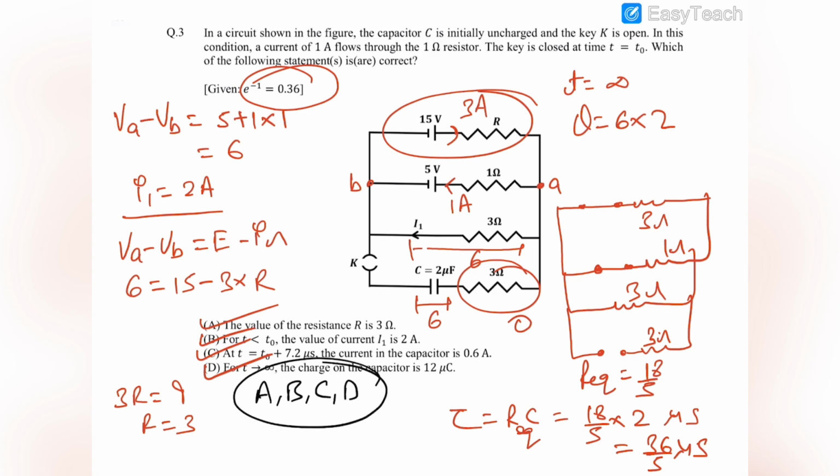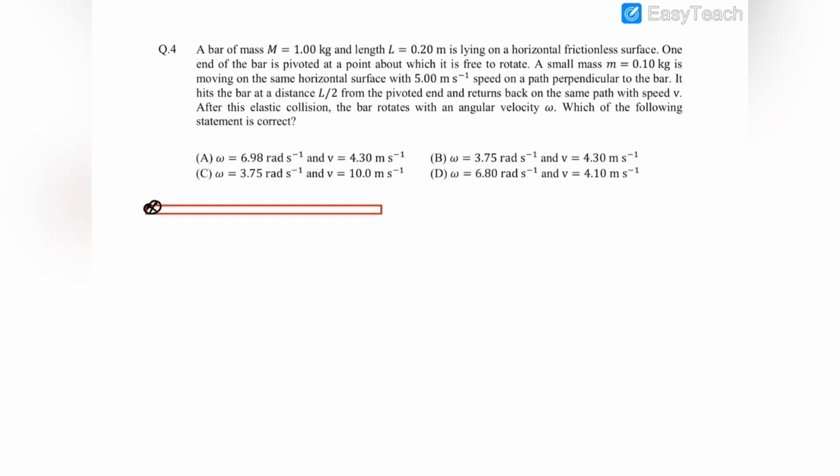Now we move on to the next question. In this question you can see that there is a bar of mass 1 kg. Let us write down the variables. So mass of the bar is 1 kg M, its length is L, so this is L, and another mass which is small m is coming on a frictionless surface, on horizontal surface on which this rod is kept.